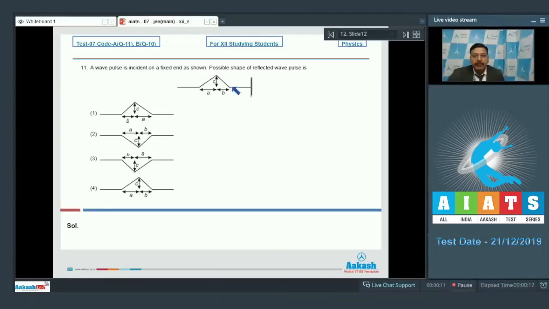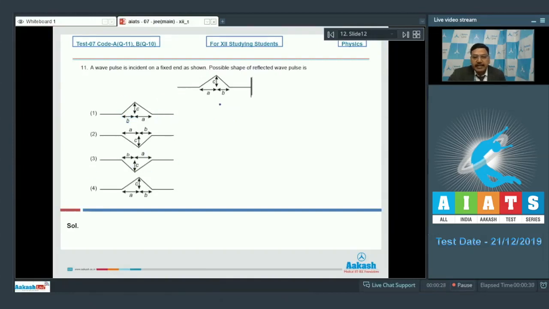Question 11 says a wave pulse is incident on a fixed end as shown. Possible shape of the reflected wave pulse is. So this is the wave pulse that is given to us, and this is the fixed end. And after reflection, what could be the possible shape among the four options?